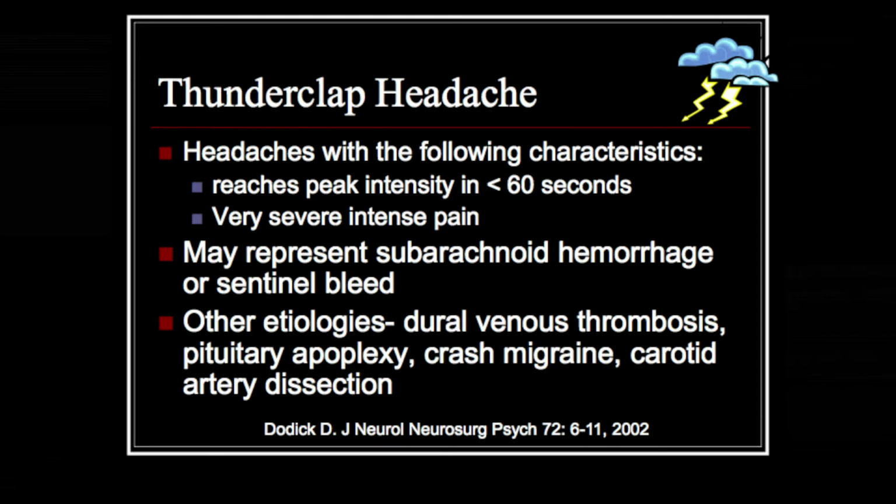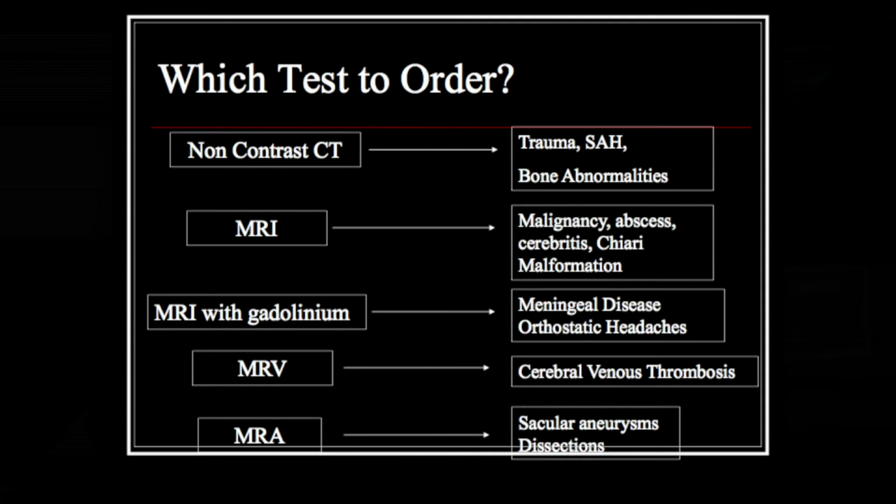Now, one of the most feared headaches is something called thunderclap headache, and there's both a primary thunderclap where no cause is found, or there's a thunderclap headache that suggests a very ominous type headache. And these are headaches with the following characteristics. The headache reaches peak intensity in less than 60 minutes, tends to be a very severe pain, and it could either represent a subarachnoid hemorrhage or sentinel bleed, but there are also other etiologies in which this can occur. So they can have dural venous thrombosis, pituitary apoplexy, crash migraine, or carotid dissection. So there's a differential besides just a subarachnoid hemorrhage that could cause these types of headaches.